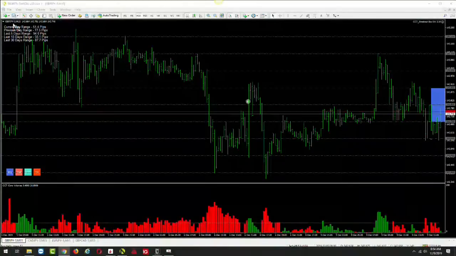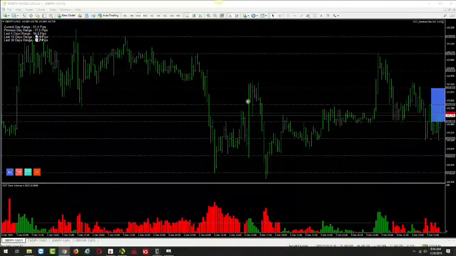So pound yen, for example, it's a fairly volatile pair. It usually moves about 100 pips, 90 to 100 pips. Today we've moved about 50. So good opportunity to put a breakout in.